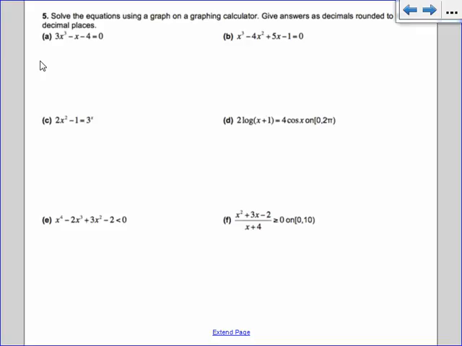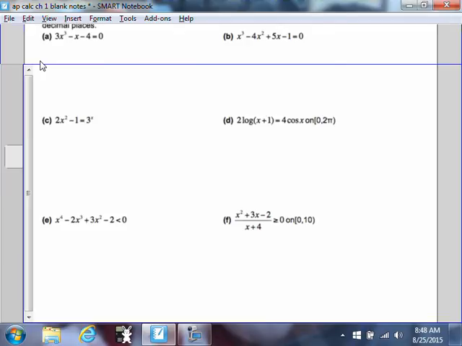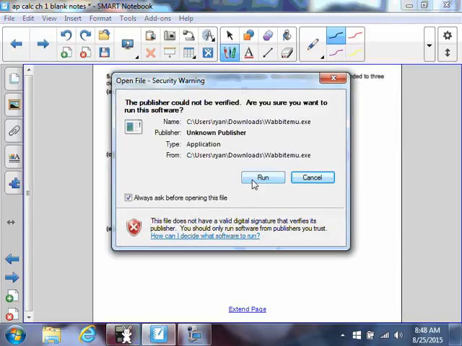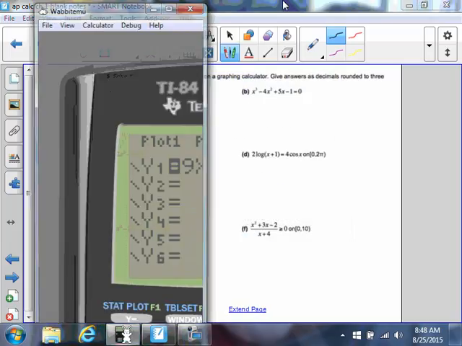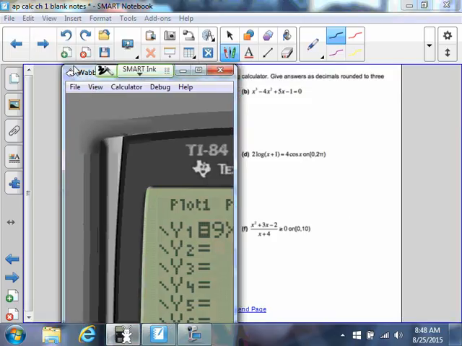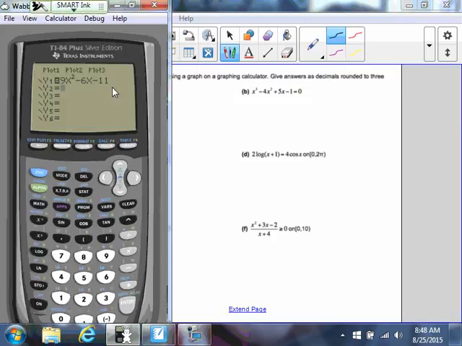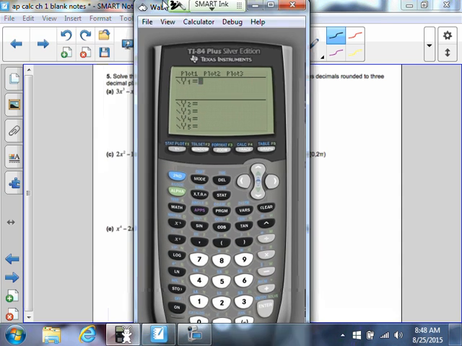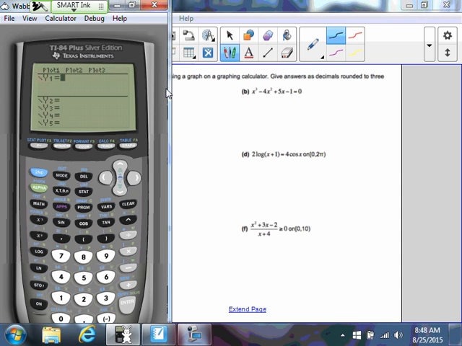Do you guys remember doing this before? Have you done this? Okay. So I'll do it up here so you guys can see. So go ahead and do this along with me. So get your calculators out. And we're going to graph. You can get this on your computer if you would like for free. There's a little download. It's called Wabbit, which is kind of weird.